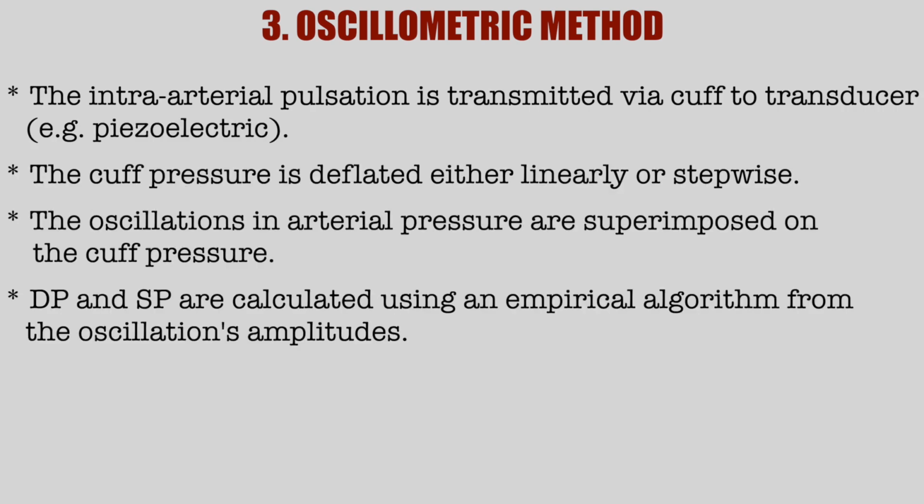Now coming to the third indirect method of blood pressure measurement, that is the oscillometric method. In the oscillometric method, the intra-arterial pulsation is transmitted via the cuff to the transducer. For example, the transducer is generally a piezoelectric transducer. The cuff pressure is deflated either linearly or stepwise. The oscillations in arterial pressure are superimposed on the cuff pressure. Diastolic pressure and systolic pressure are calculated using an empirical algorithm from the oscillations' amplitude.